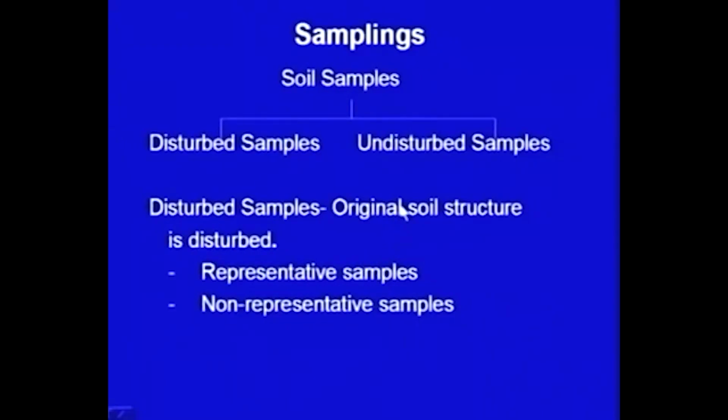Coming to the sampling, the purpose of the investigation is to take the samples. We take the samples from the field, and those samples are then tested in the laboratory. The soil samples can be divided into two categories: disturbed samples and undisturbed samples. In case of disturbed samples, the original soil structure is disturbed. So, we can have two categories under this: representative samples and non-representative samples.